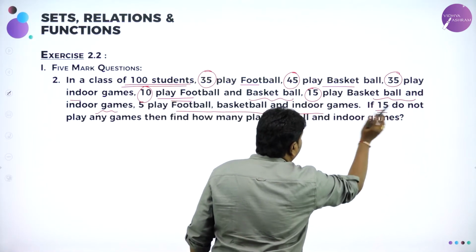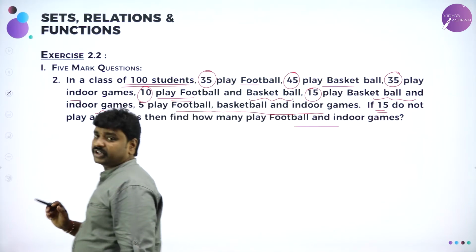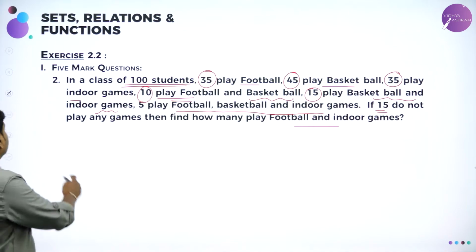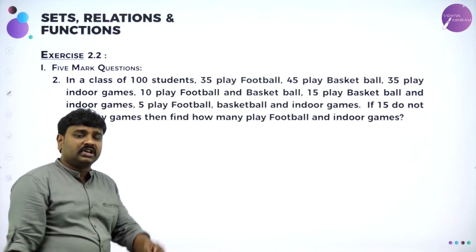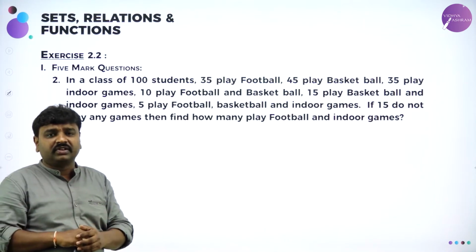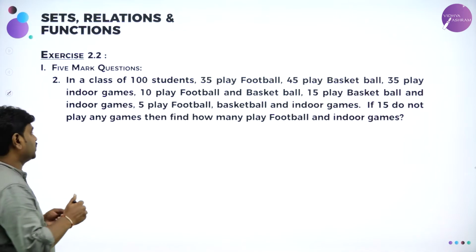If 15 do not play any game, find how many play football and indoor game. This is the question. Read the question carefully. Before I go to this question, we can do it by two methods as usual. All of you know, one is the Venn diagram method, the other one is the cardinal number relation method. First we will conclude with the cardinal number relation method.